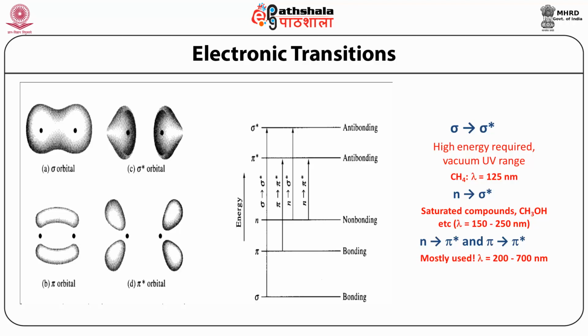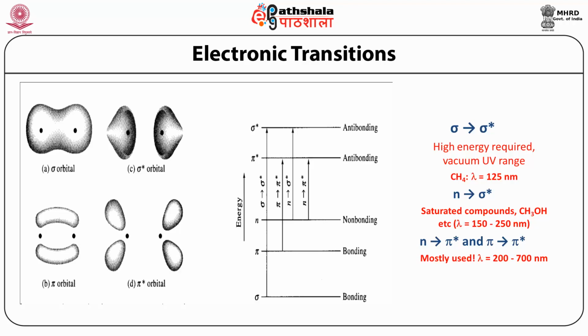In sigma to sigma star transition, an electron in the bonding orbital is excited to the corresponding antibonding orbital. The energy required is large. For example, methane, which has only C-H bonds and can only undergo sigma to sigma star transition, shows an absorption maximum at 125 nanometers. Absorption maxima due to sigma to sigma star transition are not seen in the typical UV-visible spectrum of 200 to 700 nanometers.